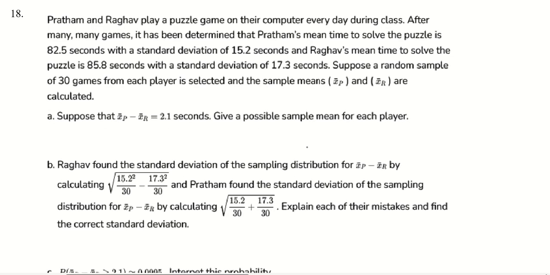All right. So Pratham and Raghav play a puzzle game on their computer every day during class. After many, many games, it has been determined that Pratham's mean time to solve the puzzle is 82.5, with a standard deviation of 15.2, and Raghav's time to solve the puzzle is 85.8, and the standard deviation is 17.3. Suppose a random sample of 30 games from each player is selected, and the sample means are calculated. So suppose that x bar p minus x bar r is 2.1. Give a possible sample mean for each player.